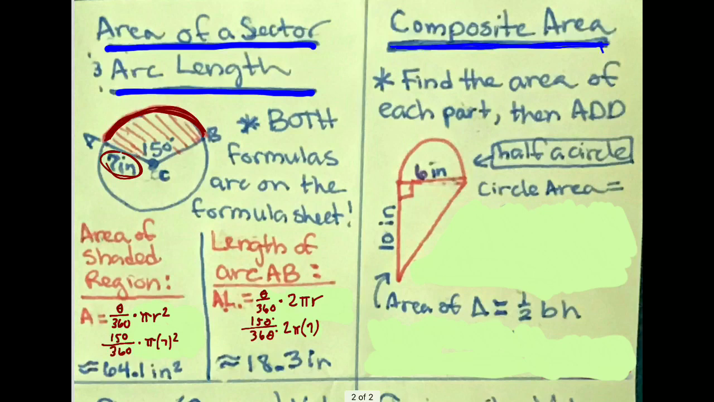So we want to find the area of two different shapes put together. As you see, it says find the area of each part, then add. That's basically just telling us what to do. So we need to find the area of the two separate parts and then add.